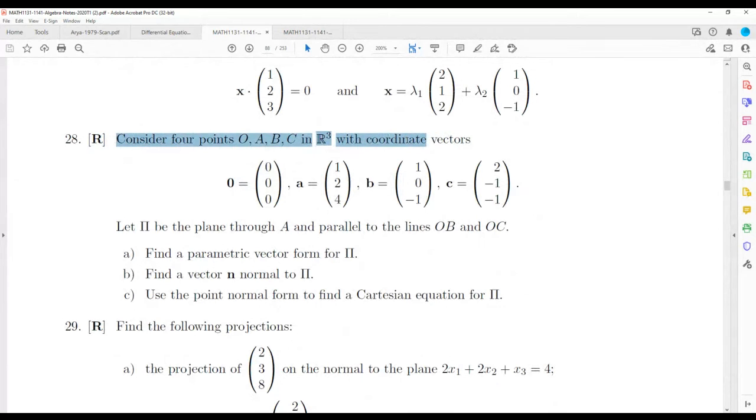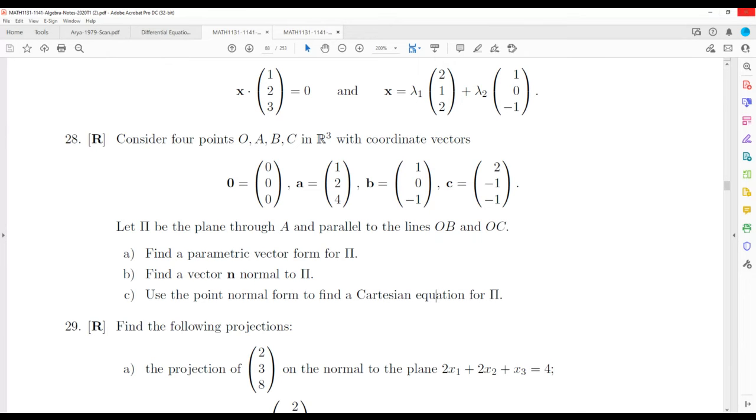So you've got 4 points with these coordinate vectors. Find the parametric form of a plane that goes through A and is parallel to these vectors, you could call them vectors or lines. Find a vector normal to the plane and use the point normal form to find a Cartesian equation. So there are 3 parts to this question. Let's work it out.